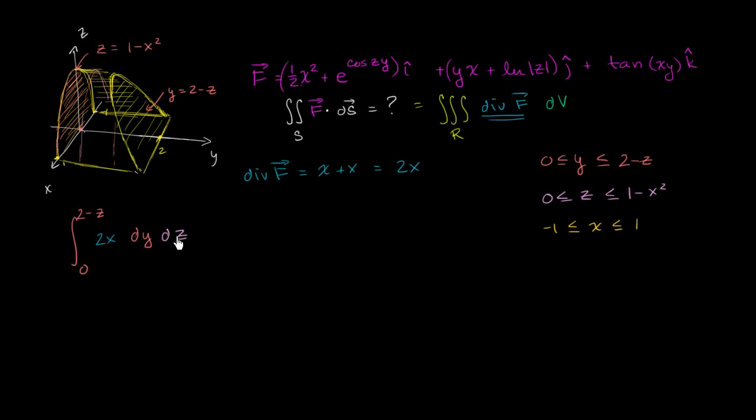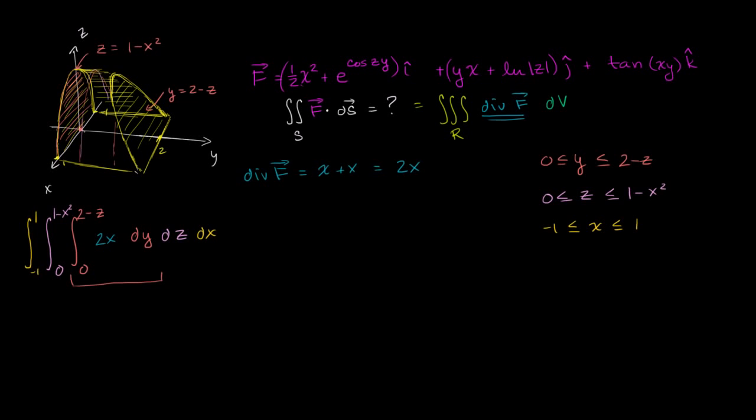Then we're going to integrate with respect to z, and z once again is bounded below by 0 and bounded above by these parabolas, 1 minus x squared. And then finally, we can integrate with respect to x. And x is bounded below by -1 and bounded above by 1. So let's do some integration here. So the first thing, when we're integrating with respect to y, 2x is just a constant.